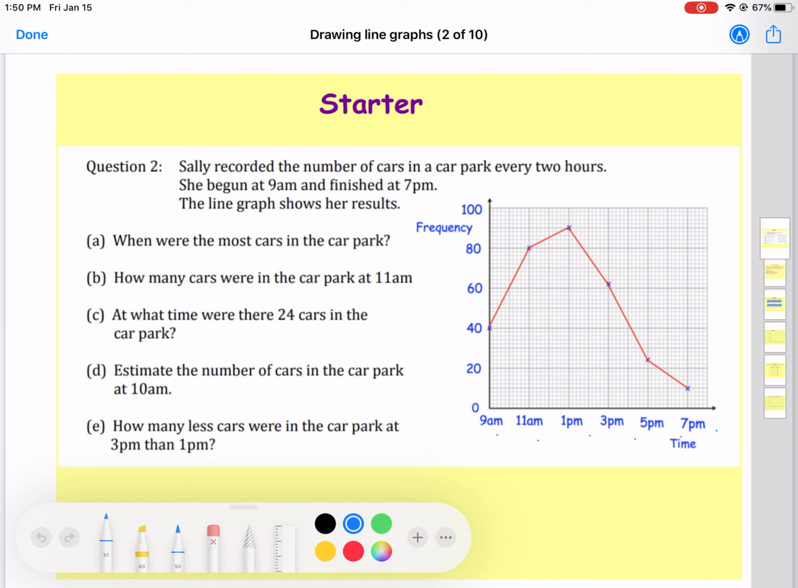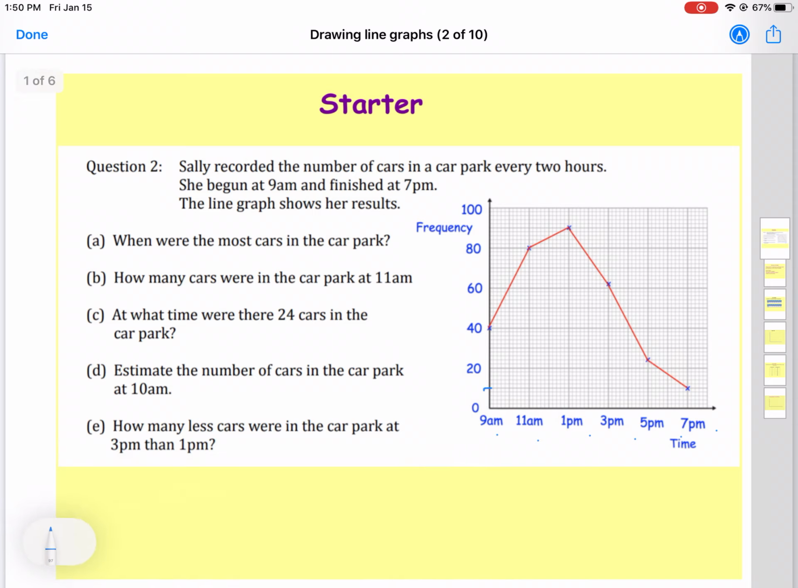The one thing to note here is that you can see the numbers up the side are going up in 20s. The single lines in the middle here would be 10, 30 and so on. That would be 50 in there. And each box represents 2 cars. Okay, so you can see there's 5 boxes between 0 and 10. That means every box has to represent 2 cars.